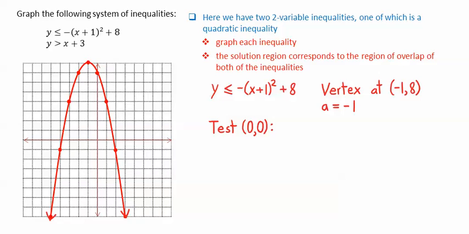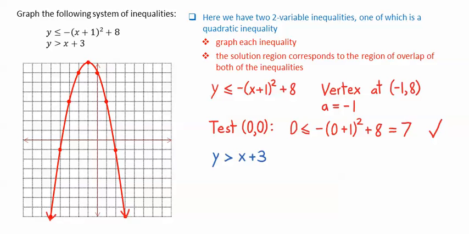I'll use the point 0, 0. Plugging this in, 0 less than or equal to negative 0 plus 1 all squared plus 8, which is equal to 7. 0 is, in fact, less than 7. This confirms then that we would shade the region underneath the parabola.